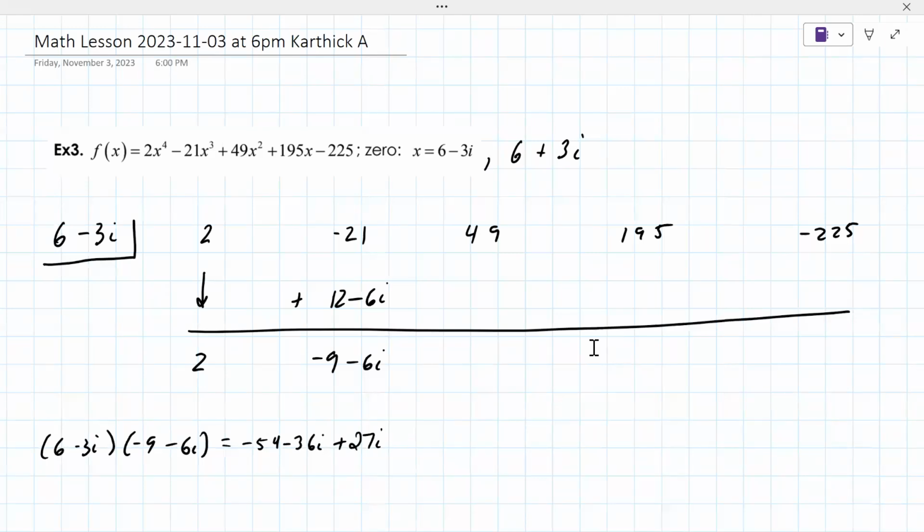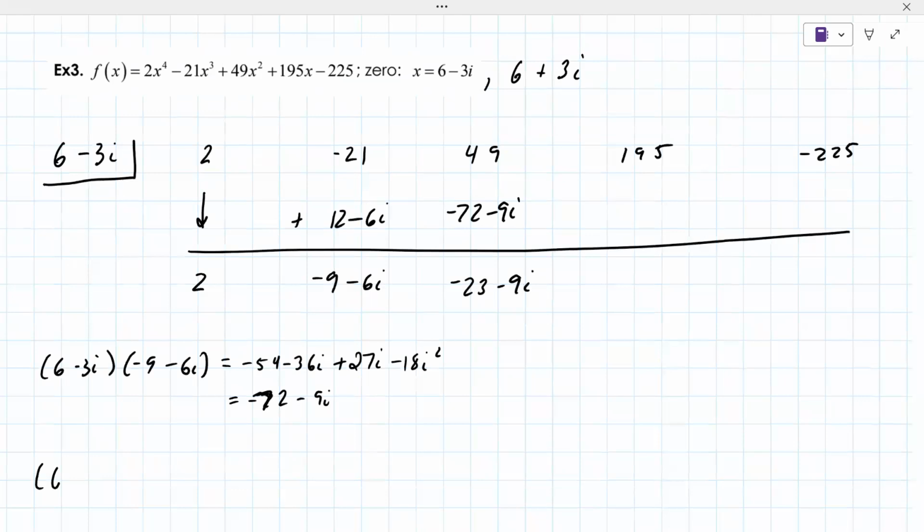Yeah. Okay, that's let you talk me in. And then minus 18i squared. So it ends up being minus 72 minus 9i. Okay, and it's so easy to make these mistakes here. So this becomes minus 23 minus 9i. And then again, you have to FOIL 6 minus 3i times minus 23 minus 9i.